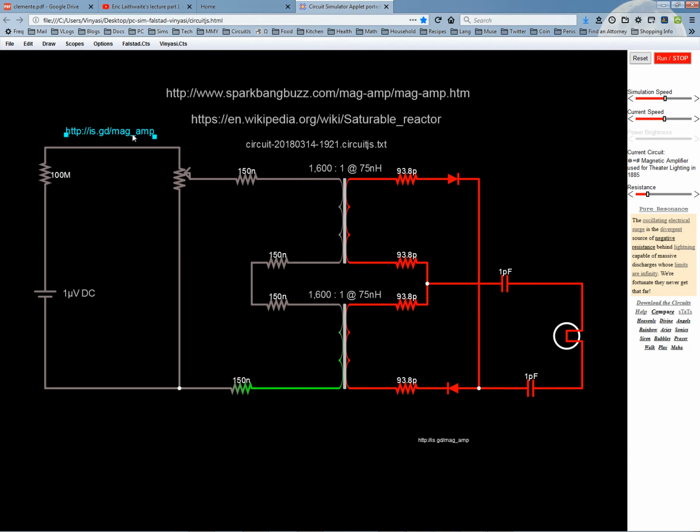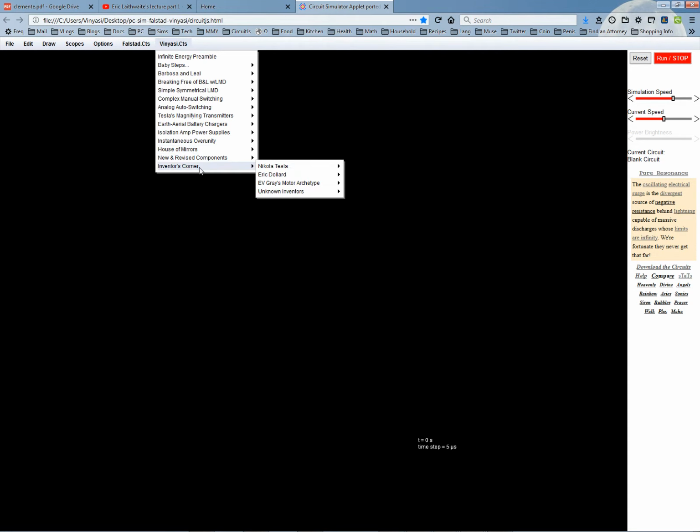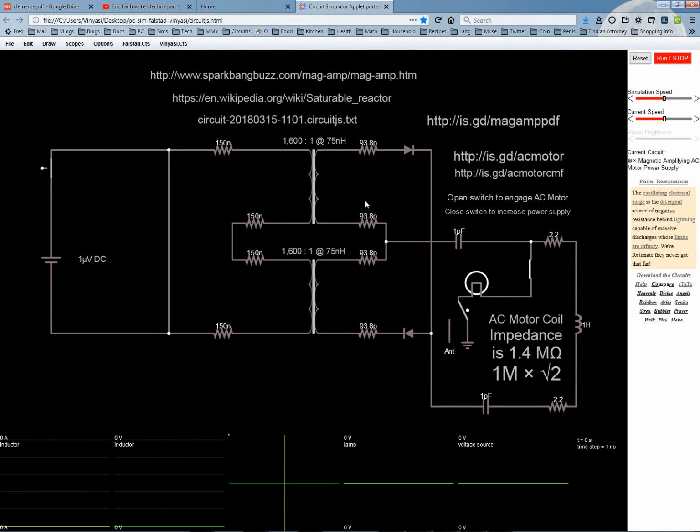I call it is.gd/mag_amp, because somebody else already took mag amp, all one word, so I had to create a deviation. That was yesterday. Then today I decided to see if I can create a variation on that that doesn't blow up in your face. See, there's no pound symbol down here in this one. The hash symbol, the pound symbol, means instantaneous Overunity, namely kaboom. But this one doesn't have that, because I managed to get it to slowly escalate and turn it into a power supply suitable for an AC motor, along the same lines of reasoning as Pierce Arrow.